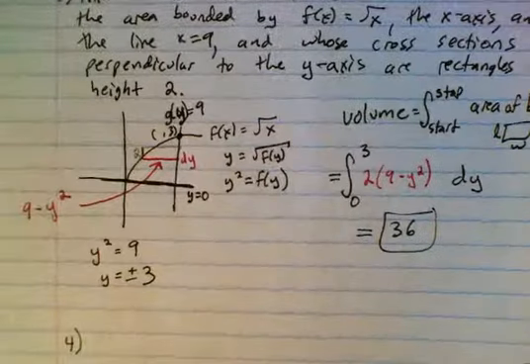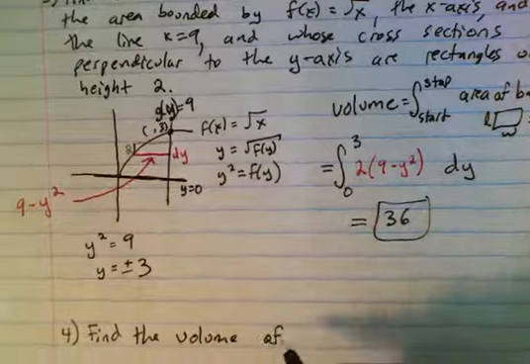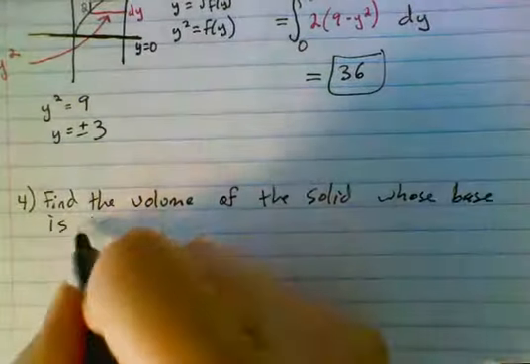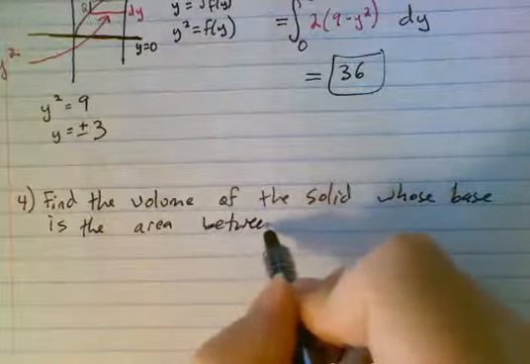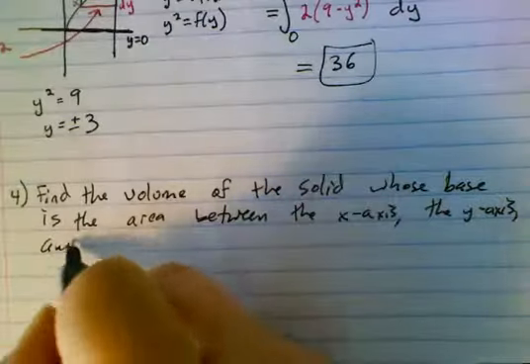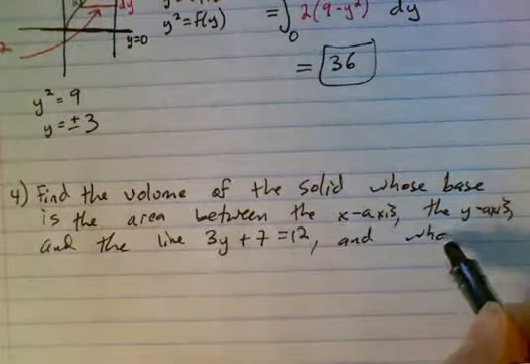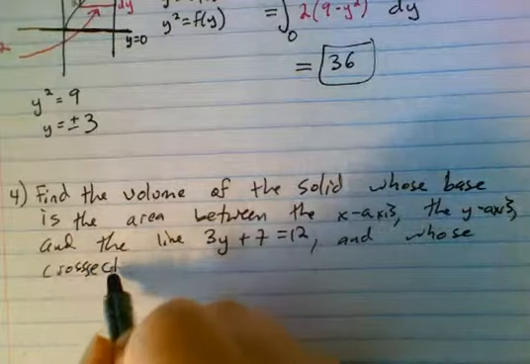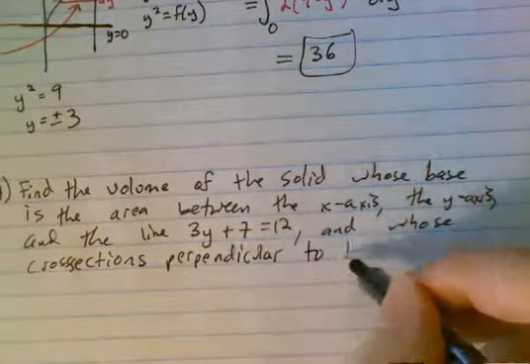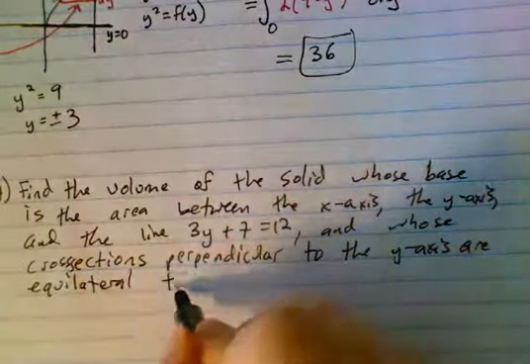So for our final one, let's find the volume of the solid whose base is the area between the x-axis, the y-axis, and the line 3y plus x equals 12, and whose cross sections perpendicular to the y-axis are equilateral triangles.